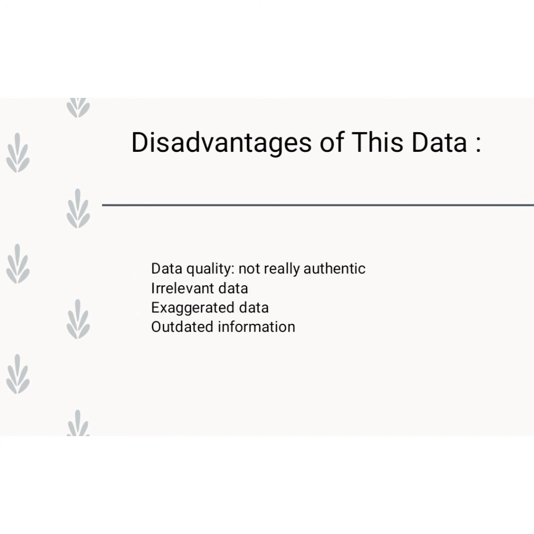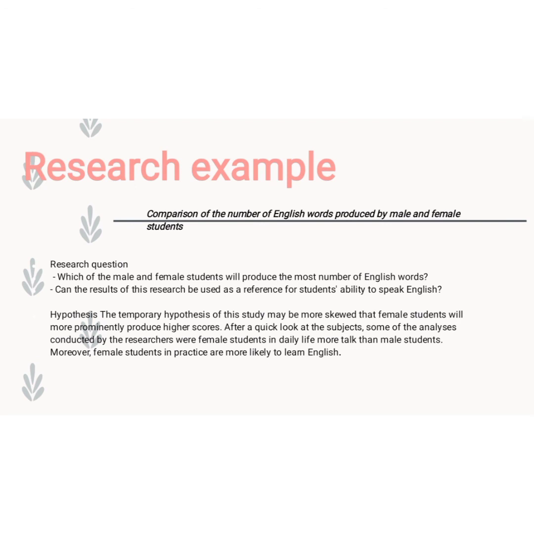What about the disadvantages of this data? So, based on the data quality, the data collected through secondary sources may not be as authentic as when collected directly from the source. The second is irrelevant data. The third is exaggerated data. And the fourth is outdated information. And the last from us is a research example.